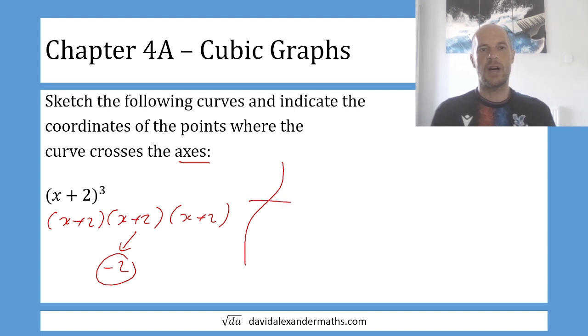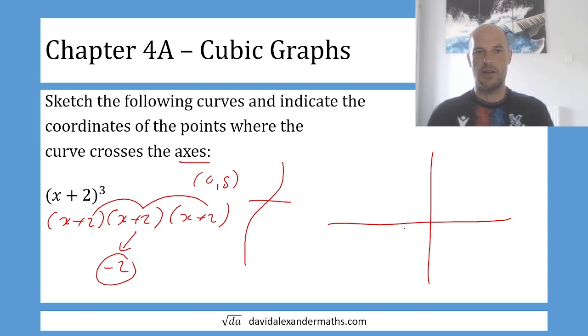But we also know the y-intercept will be 2 times 2 times 2, which is 8. So we need to make sure that we show 0, 8. Okay, so this is -2, and let's make this 0, 8. Okay, so it's coming up through here, cutting through there, and going up.